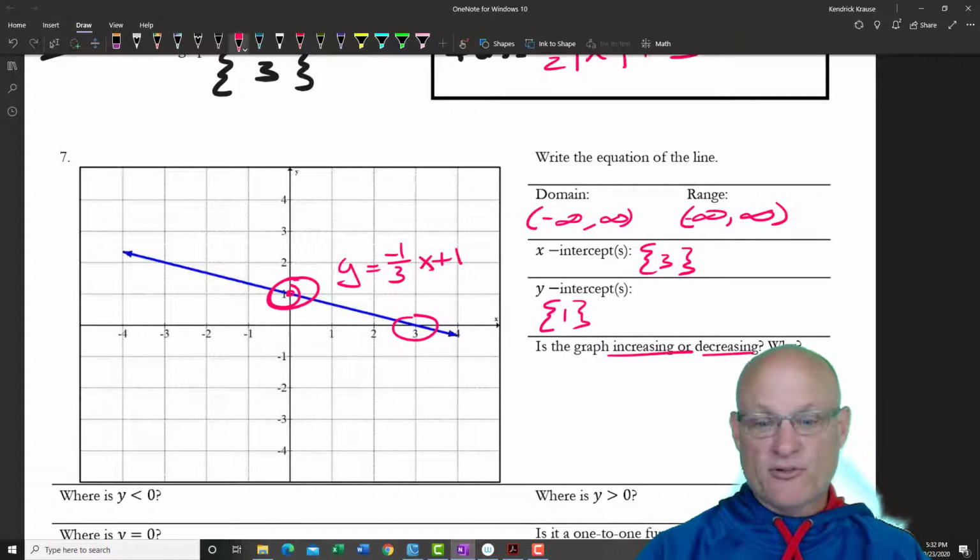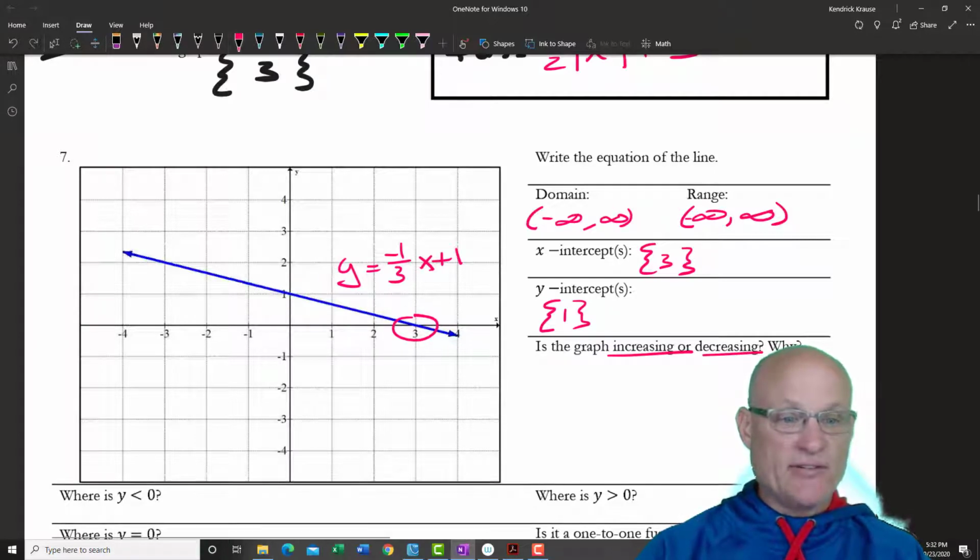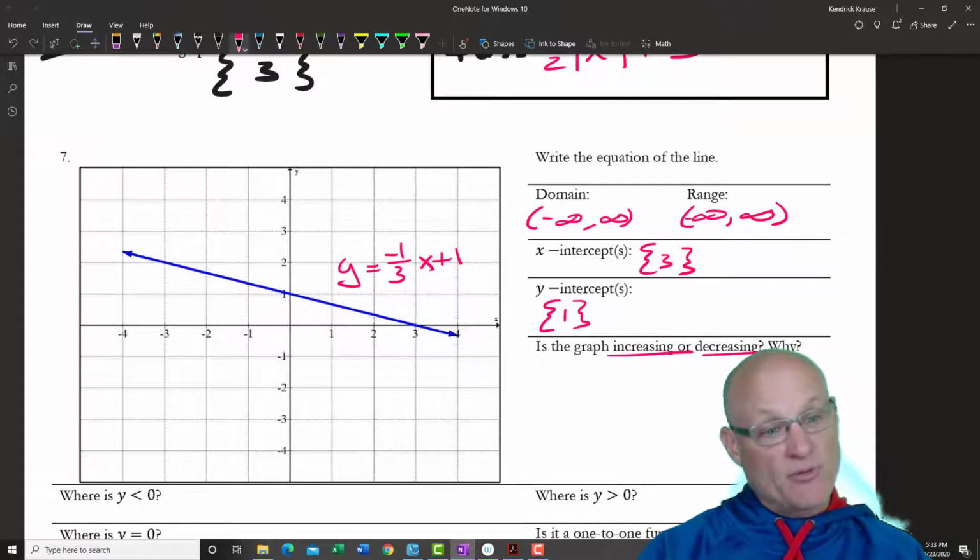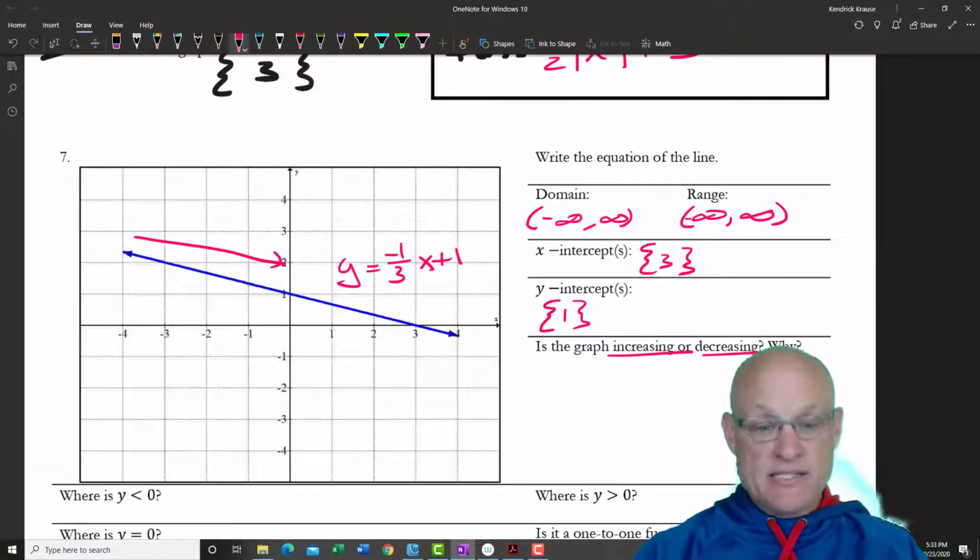Is the graph increasing or decreasing? Take a look at it. Is it from left to right? Now, from left to right, are we going up or down? And clearly we're going down, decreasing. And that's because the average rate of change, or the rate of change, is negative.